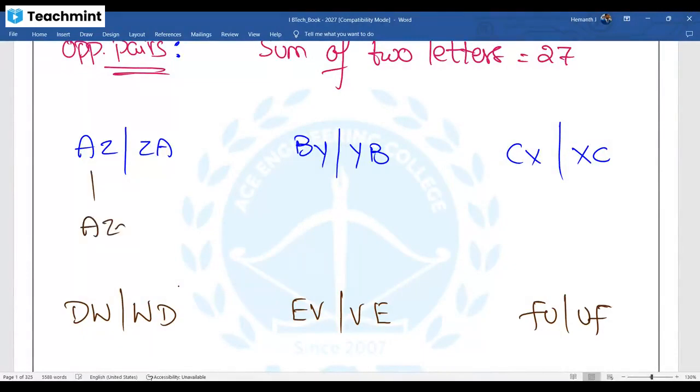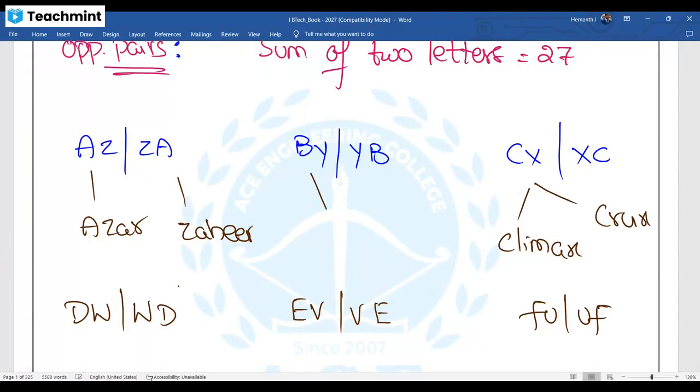Ajaruddin, Ajar. ZA, Jahir Khan, Jahir. CX, those who like films, Climax. Those who like bikes and all, Crux. You can remember like that. So everybody likes to buy something. So BY, buy. DW, David Warner.